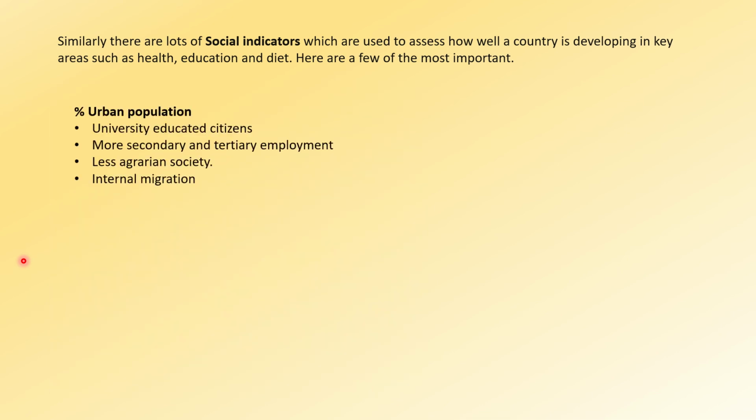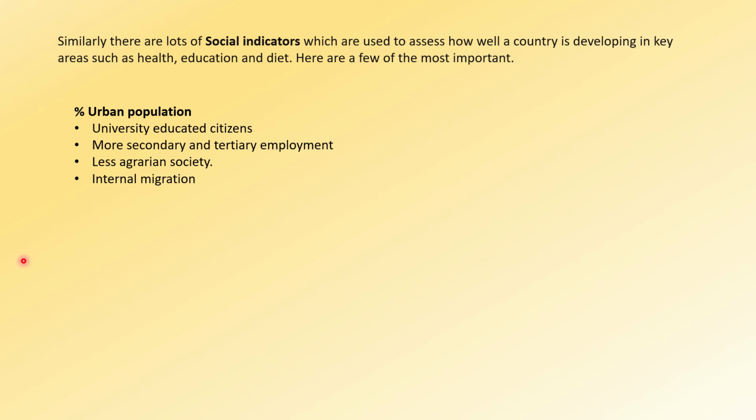The percentage of people living in a city. In some countries, this is less, and in some countries, it is more. The more people you have living in a city, the more people are likely to be university educated. The more people are likely to be working in secondary and tertiary employment. Secondary employment is manufacturing, and tertiary employment is service industries.